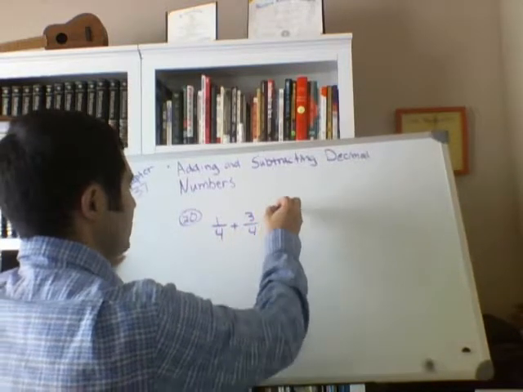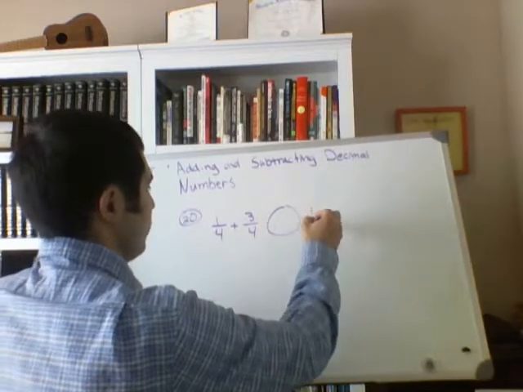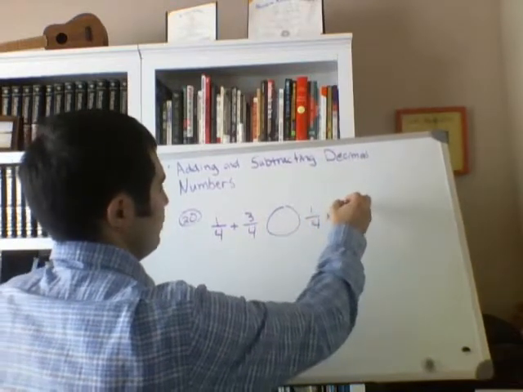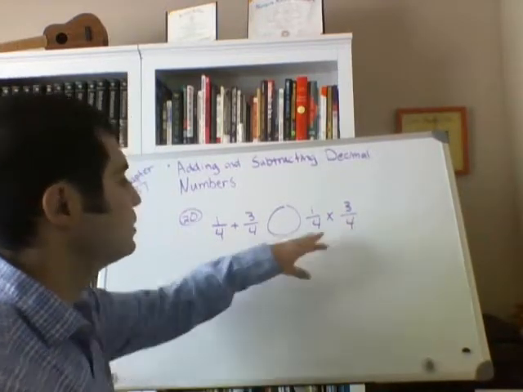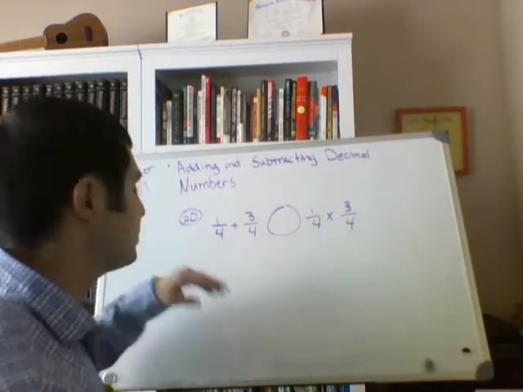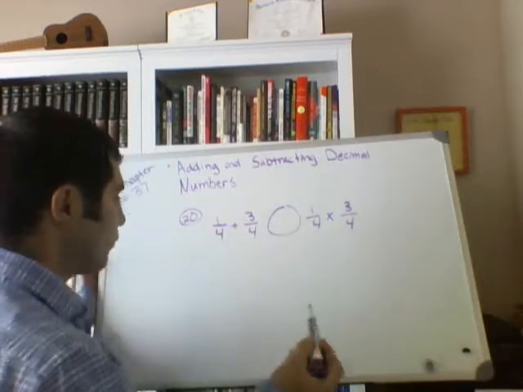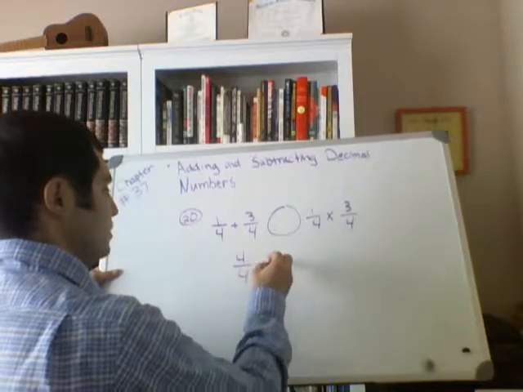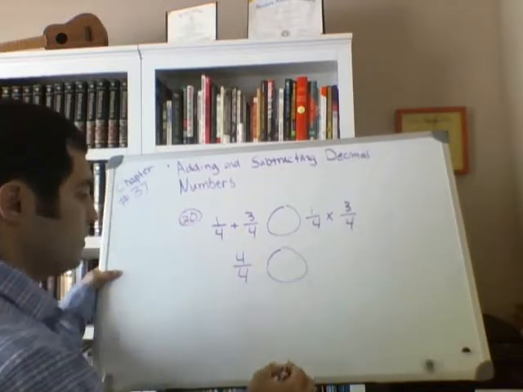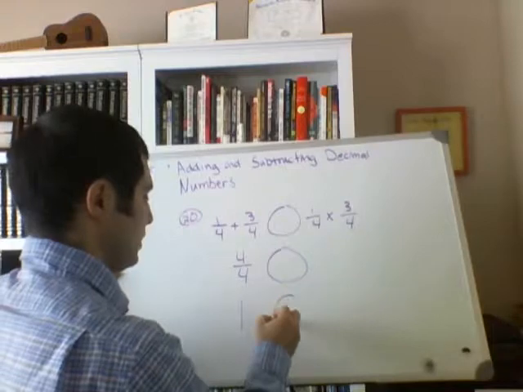And then compare that to 1/4 times 3/4. The point of this problem is to know the difference between adding fractions and multiplying fractions. And there is a difference. Okay? So if you have 1/4, you add it to 3/4, you're going to get 4/4. Okay? Which is equal to 1.